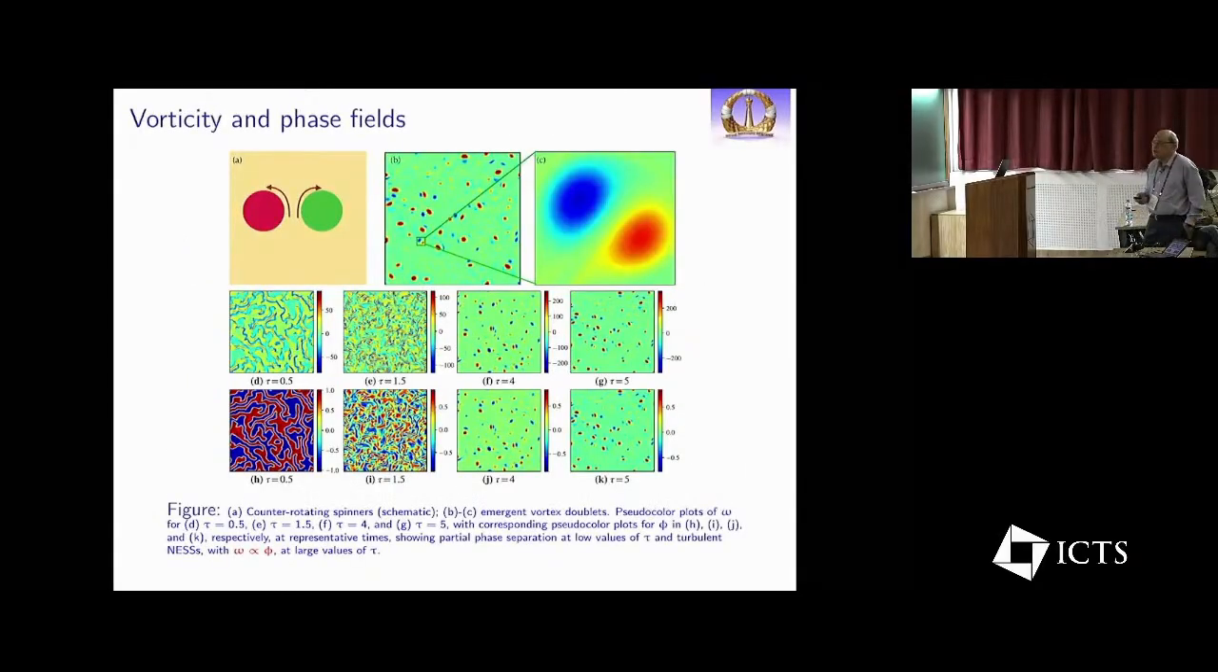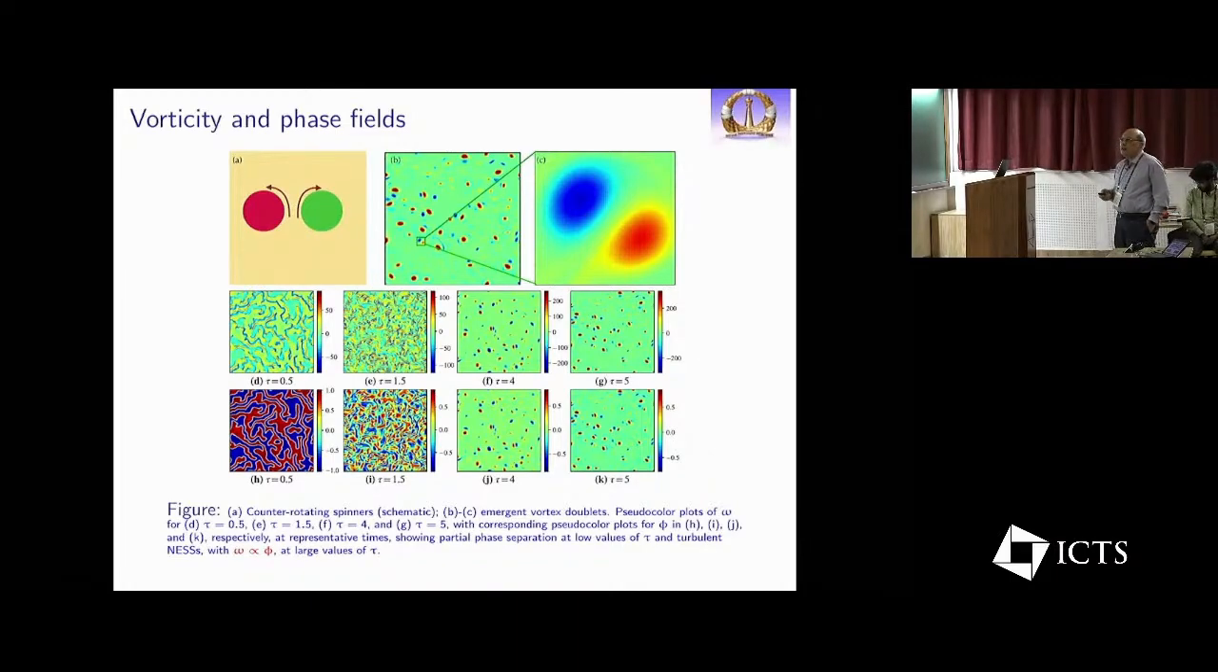All right, the first thing is, here is the schematic of the 2 counter-rotating spinners. And if you run the simulation, you will get a picture like this. This is a pseudo-color plot of the vorticity. And if you zoom in on this stuff, you will see it's a type of vortex dipole. And this was known in other studies. And in fact, people had used this when they studied phase separation.